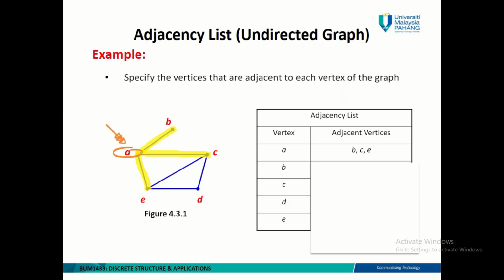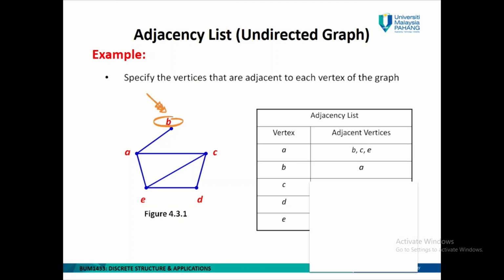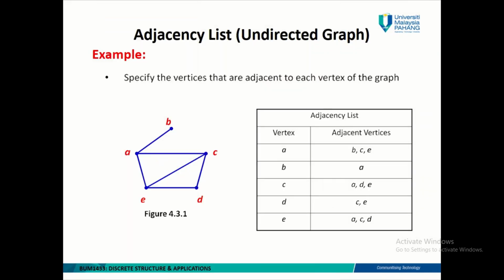We see that point A is adjacent to point B, point C, and point E. So we write down B, C, E in the adjacent vertices. That means that vertex A is adjacent to vertices B, C, E. So let's see point B. Point B is adjacent to point A only. So we just write down point A in the adjacent vertices for vertex B.